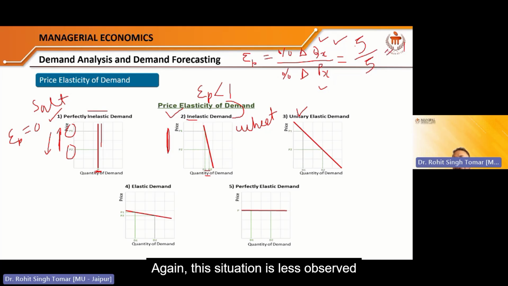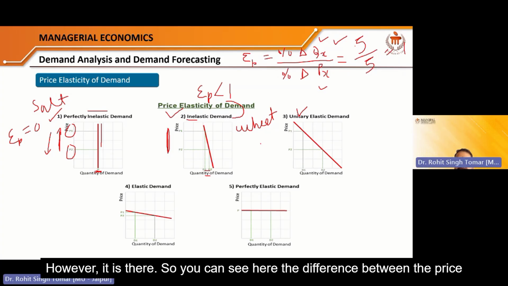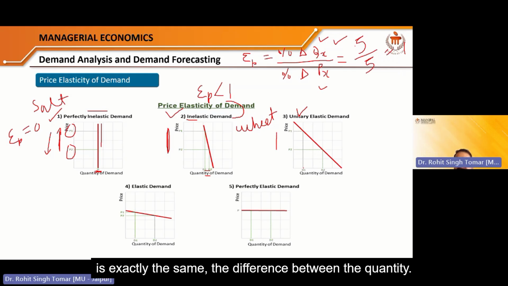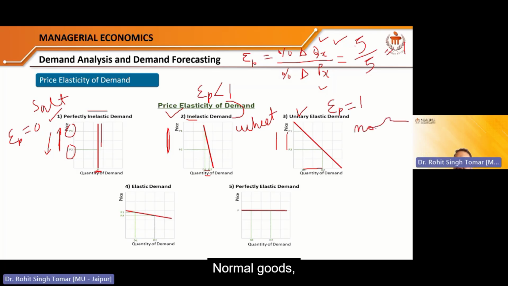Again, this situation is less observed, because such a perfect combination is rarely seen. However, it is there. So you can see here, the difference between the price is exactly the same as the difference between the quantity. If you use a scale, the distance will be the same. So it is unitary elasticity. When the price elasticity is equal to 1, it becomes the unitary elasticity case. Usually it happens in normal goods.